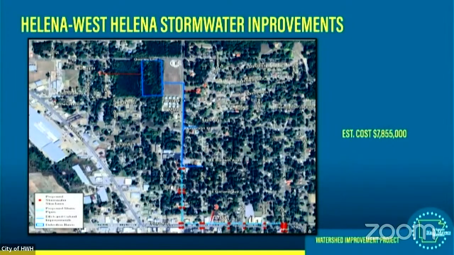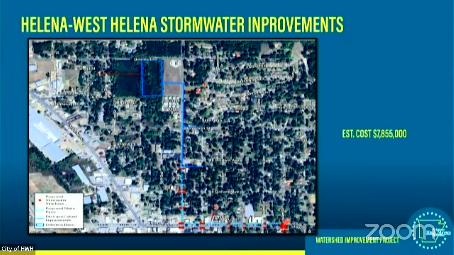Okay, we call this one Helena-West Storm Water Improvements. We'll start on the upstream side and get to where we're going to, but I think this is 4th Street. I think this is 10th Street. Yeah. So again, remember I said the red dots are where we're proposing to put inlets.